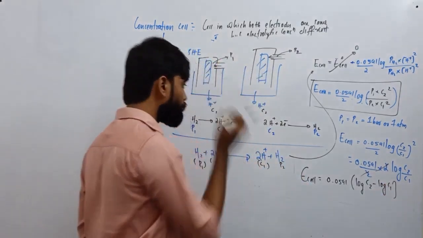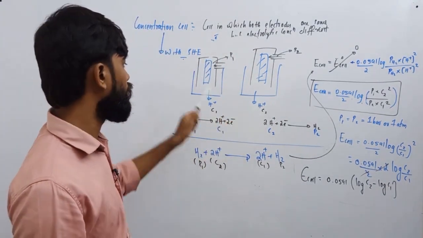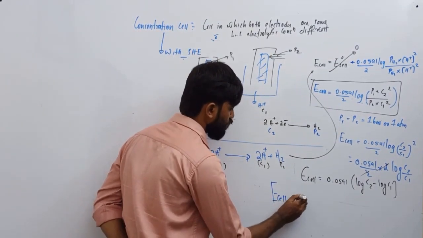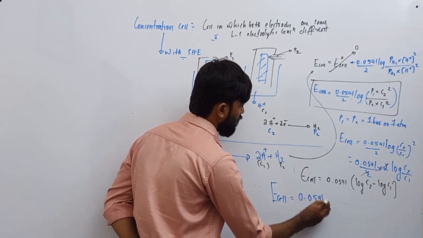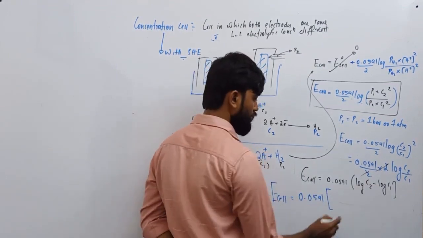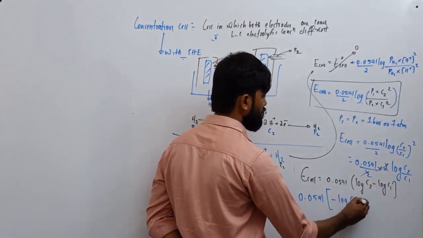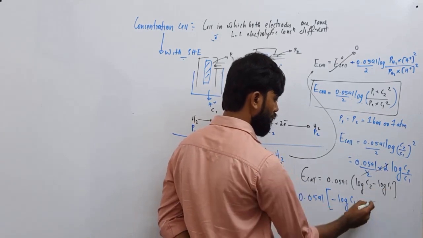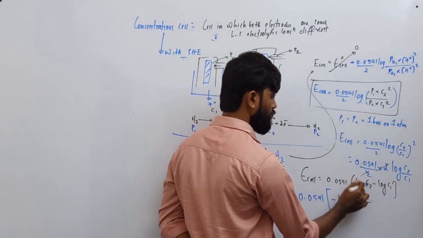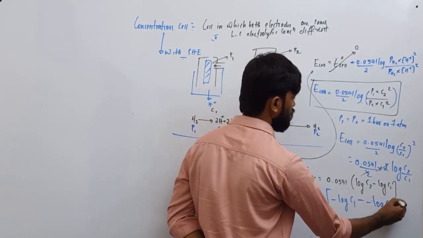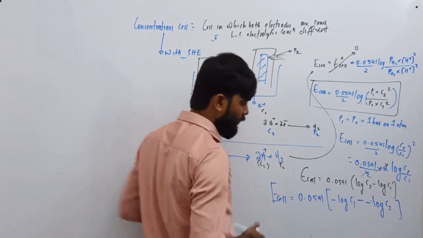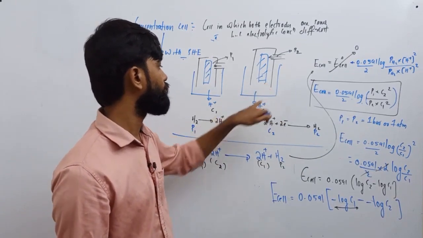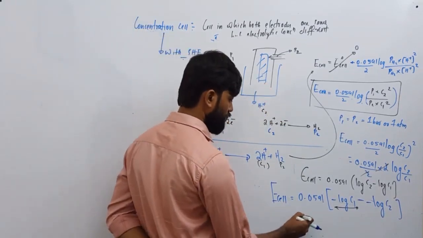Okay. So what is C2? Concentration of H plus in cathode. What is C1? Concentration of H plus in anode. Don't forget it, okay? So E cell is equal to 0.0591. Listen carefully. This minus log C1 is written in the form of minus log C1, and plus log C2 is written as minus log C2. Okay. So what is minus log C1? Minus log the concentration of H plus in anode, which means pH of anode.